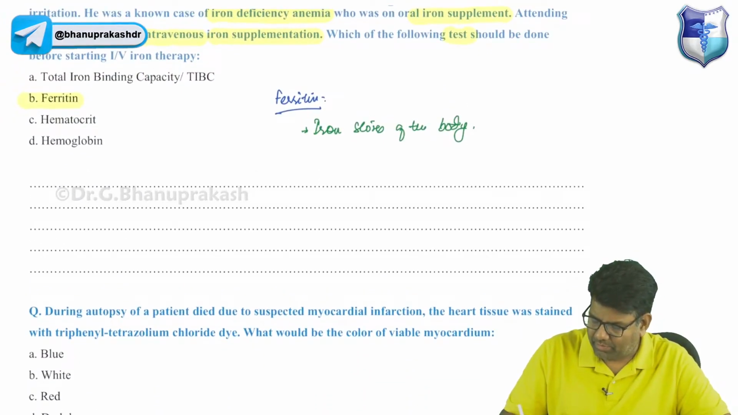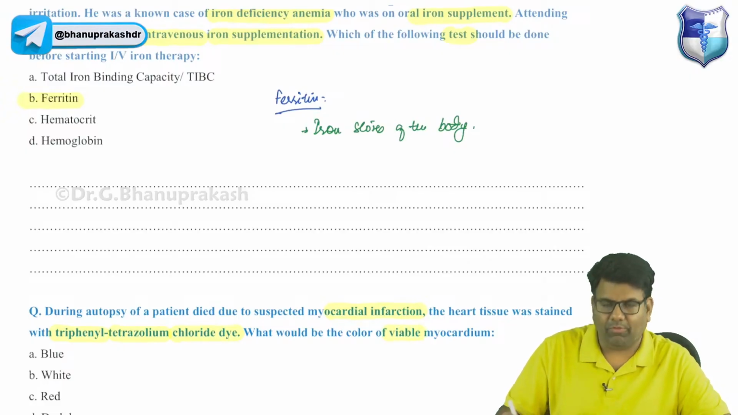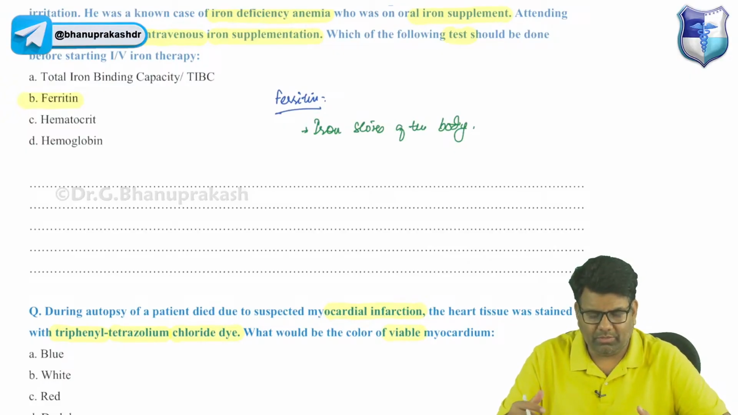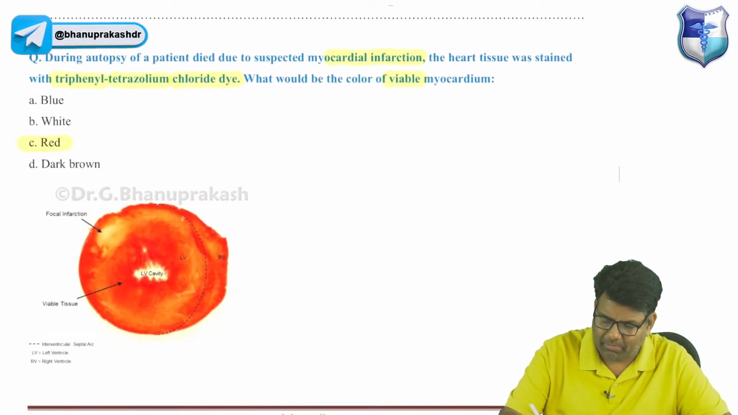A patient had died because of suspected MI. And when you do the biopsy, you will stain the heart tissue with TTC, that is triphenyl tetrazolium chloride dye. Now, the viable myocardium means not dead. How will it appear? Yes, it will appear red, and the dead will appear slightly pale.